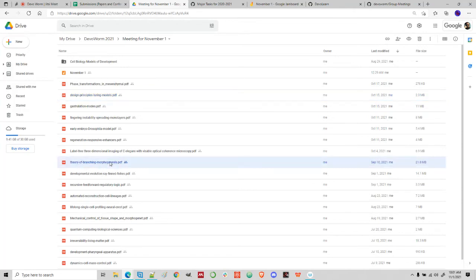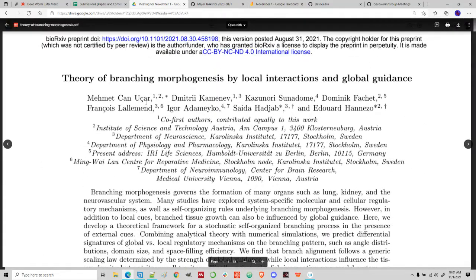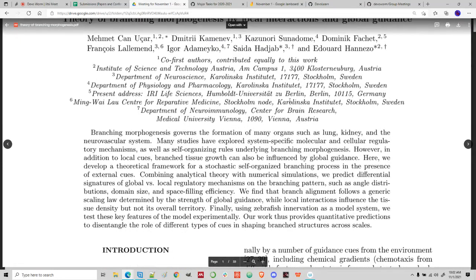Okay. Here's another paper. This is from the bioRxiv. I don't know if it's been published in a journal yet, but this is the theory of branching morphogenesis by local interactions and global guidance.